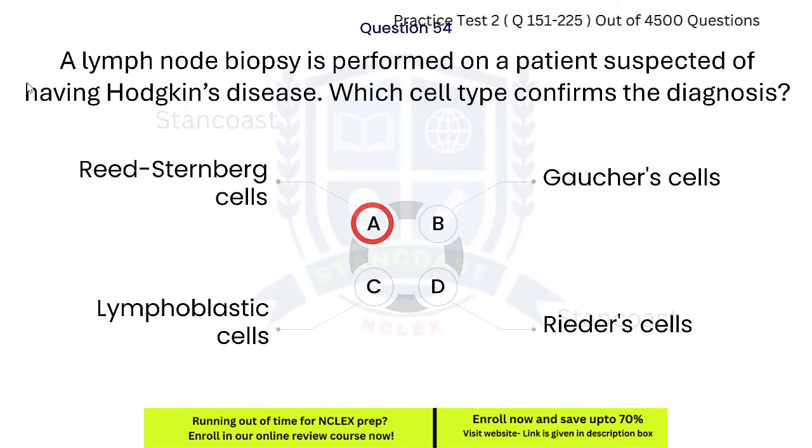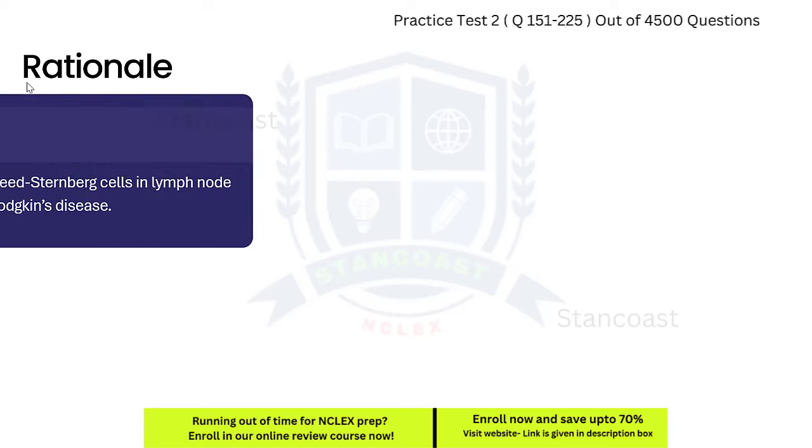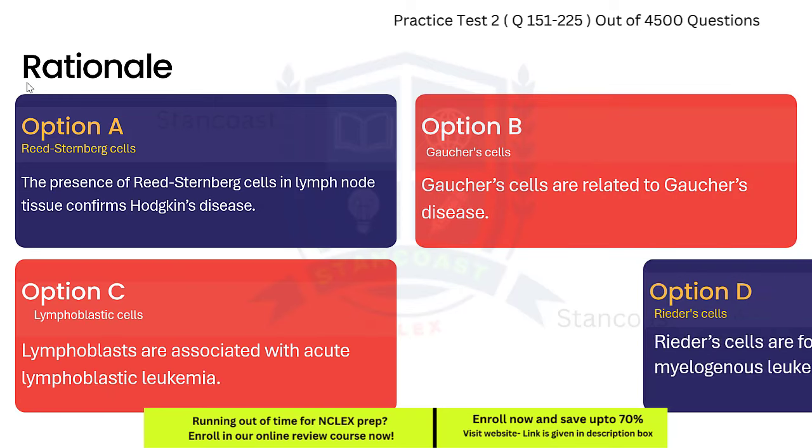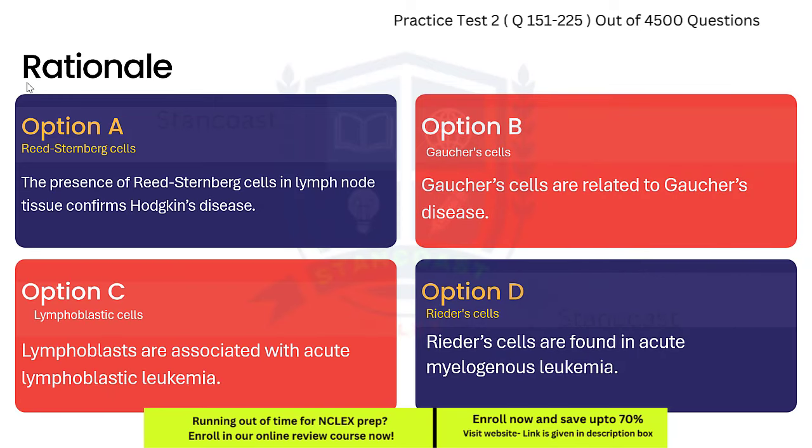Reed-Sternberg cells. The presence of Reed-Sternberg cells in lymph node tissue confirms Hodgkin's disease. Gaucher's cells, lymphoblasts, and Reader's cells are associated with other conditions.